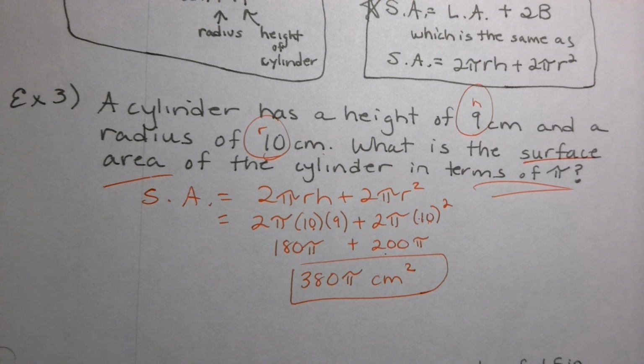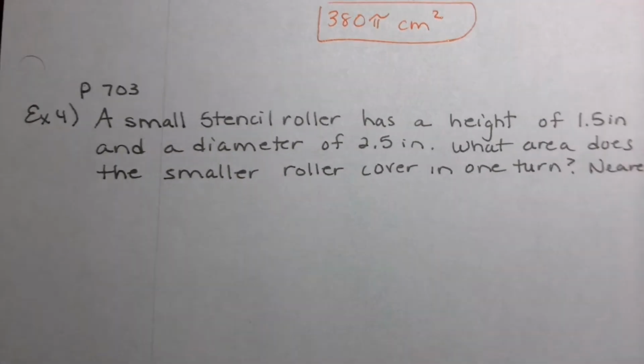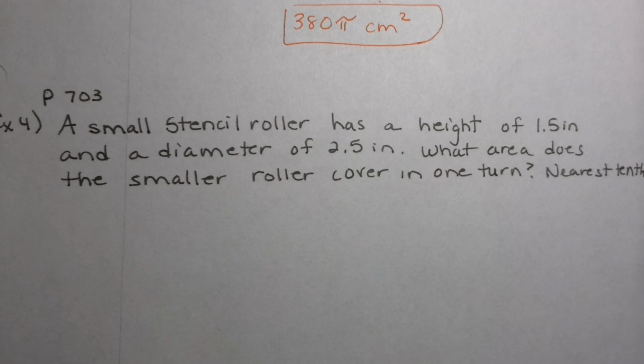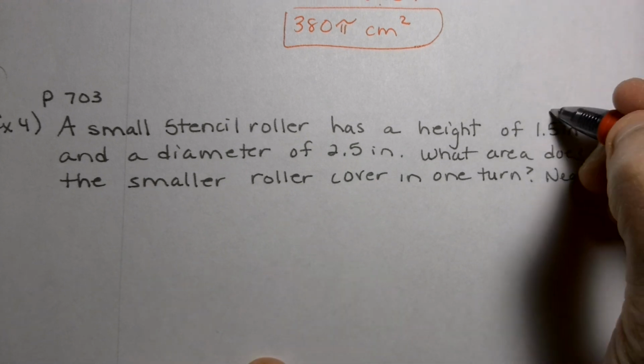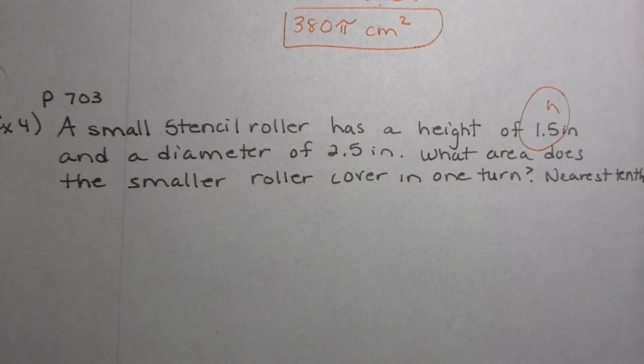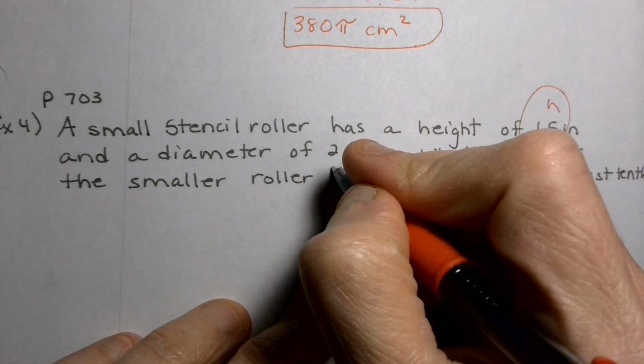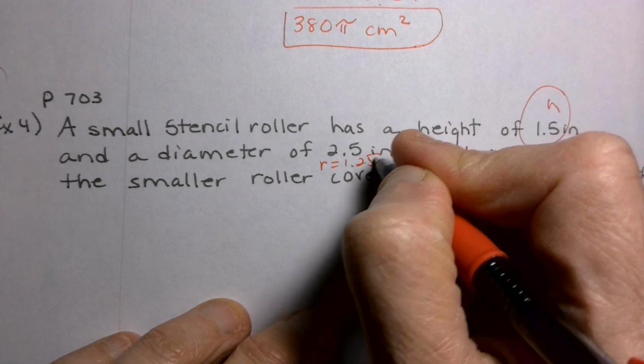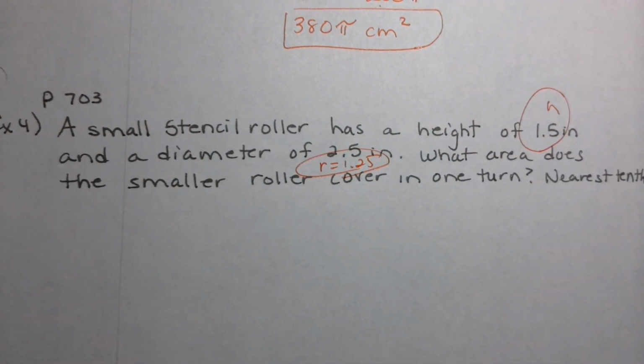Okay? All right, last one. I need you to flip your books to page 703 and take a look at that stencil roller so you understand what I'm talking about. It's a little stencil roller. It has a height of 1.5. It has a diameter of 2.5. So like I said, I'm going to do the math in my head. Half of 2.5 is 1.25. So I'm just going to put that right there so I have my information that I need.